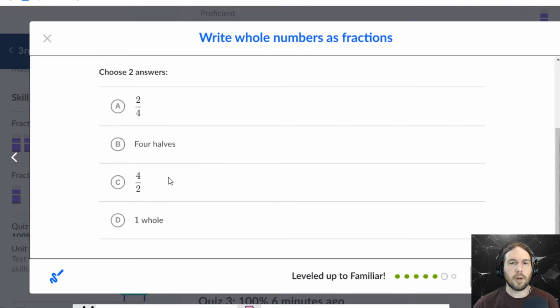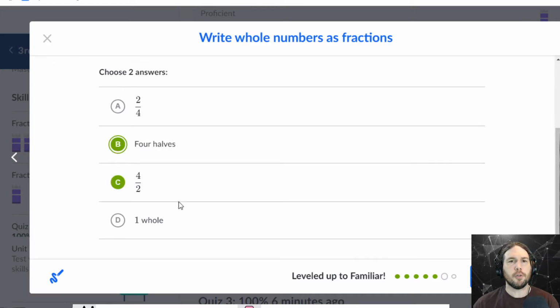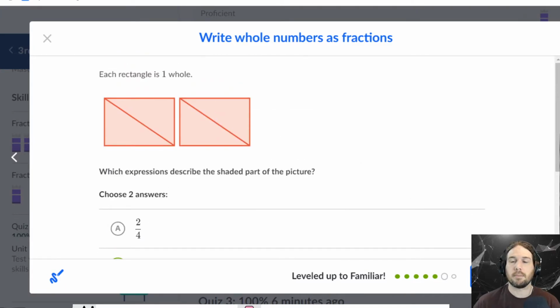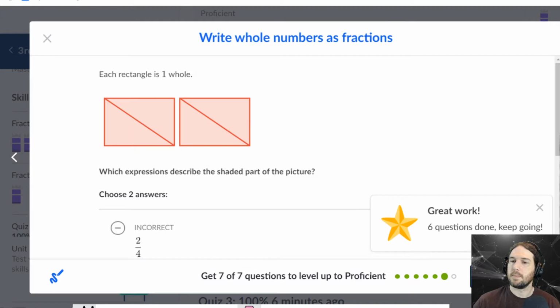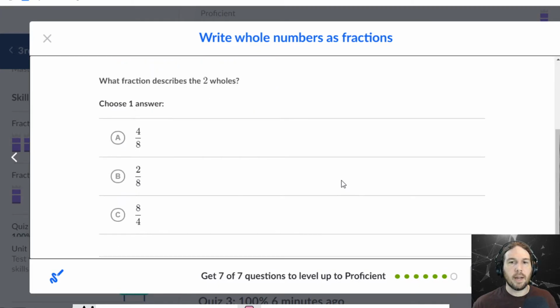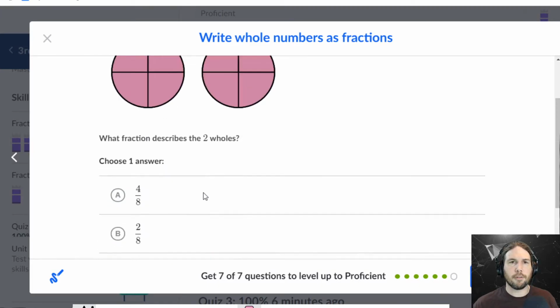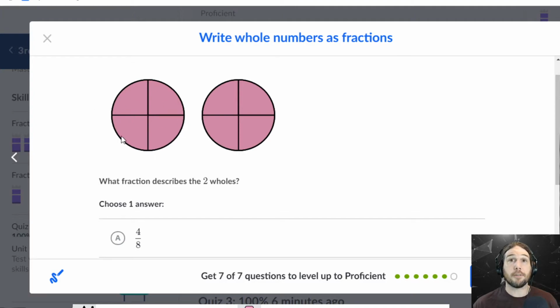Each rectangle is 1 whole, so it looks like we've got 4/2 or 4/2. Both are correct. And then finally, we've got 8/4, because we've got each one cut into fourths, and there are 8 total fourths.